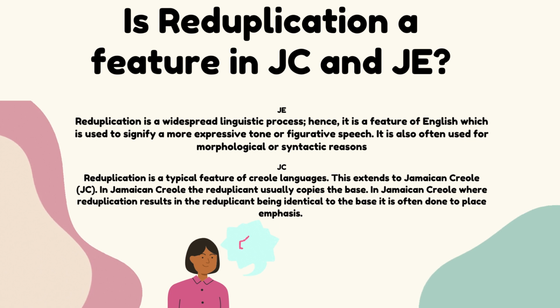What we find in Jamaican Creole is that the type that is often displayed is simple repetition, where we have the base, or rather the entire word, being repeated. In Jamaican Creole, the reduplication results in the reduplicant being identical to the base, since of course it is being repeated. And likewise, it is done to place emphasis.